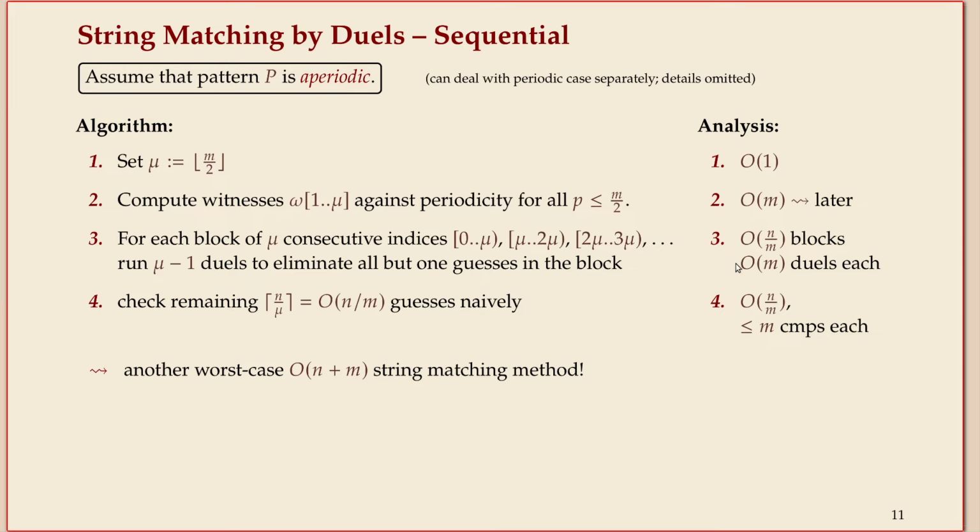For step 3, we have n divided by m blocks, roughly. It's actually n divided by mu, but mu is m divided by 2, so in big O notation that factor of 2 doesn't make a difference. So we have n divided by m blocks, and we fight m duels, well, actually mu minus 1, but let's be generous. We fight m duels in each block, order m. If you multiply that together, you find that it's actually linear in the length of the text.